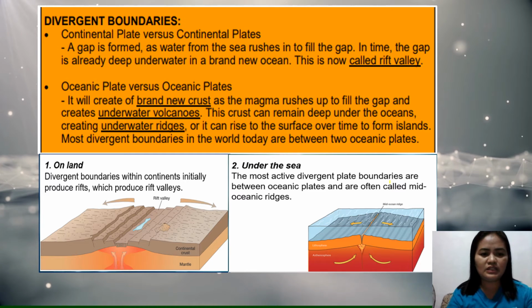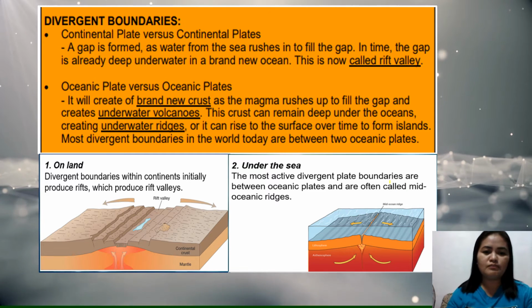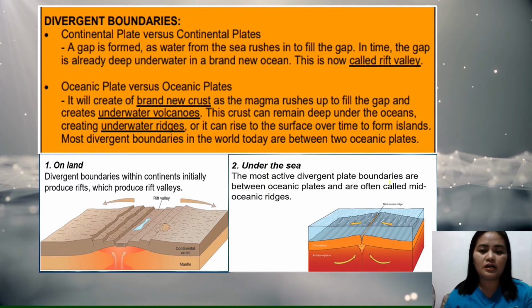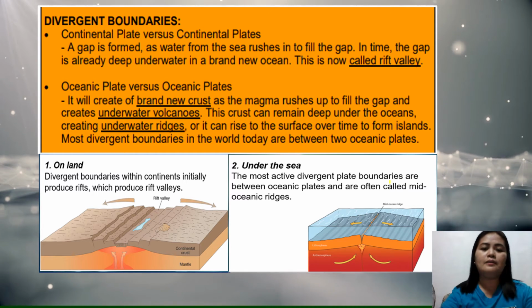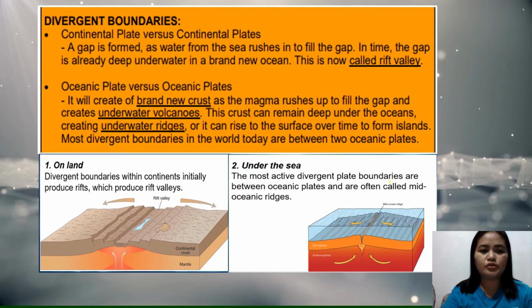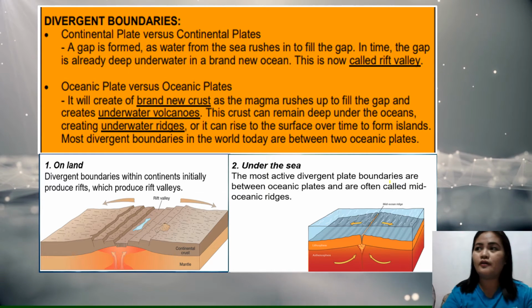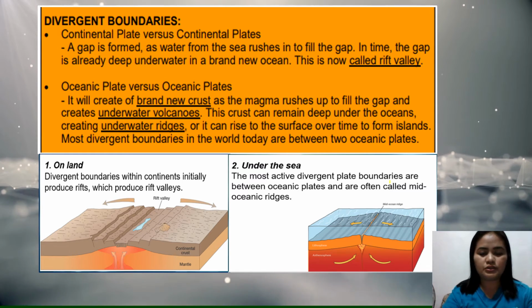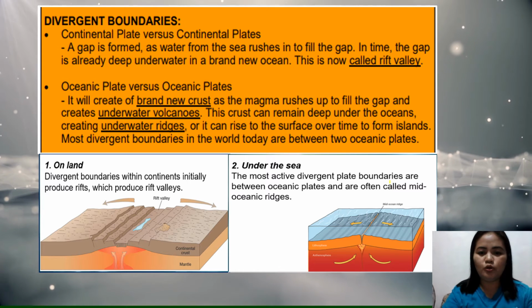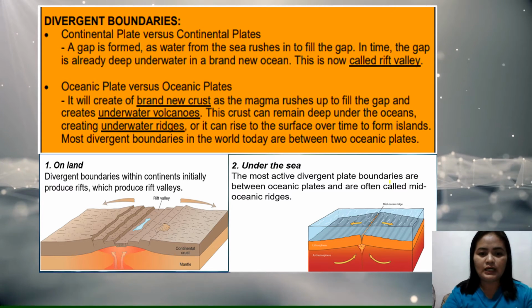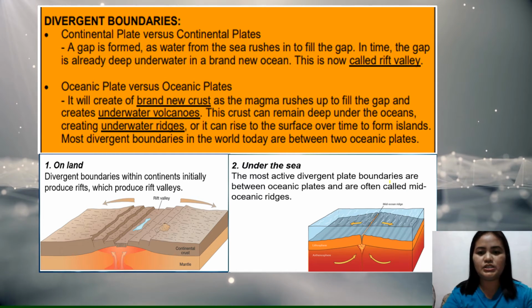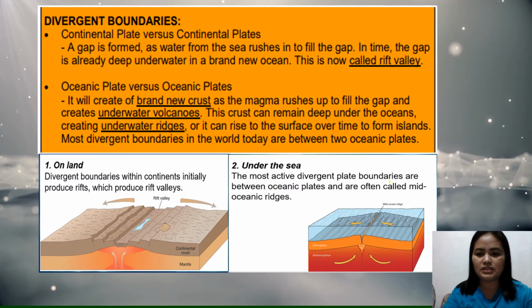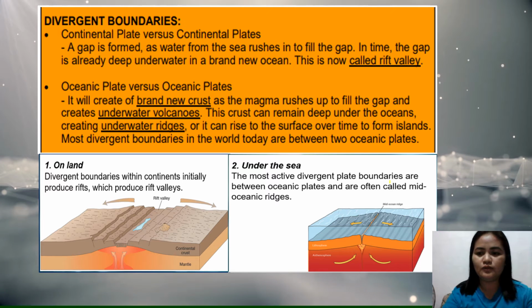Pumapaibabaw sila. And this, most divergent boundaries in the world are happening between two oceanic plates daw. So, most divergent boundaries are found under water. So, lumuluwang din yung karagatan kapag may nangyaring divergence. Sana nagets nyo. Let's move on.